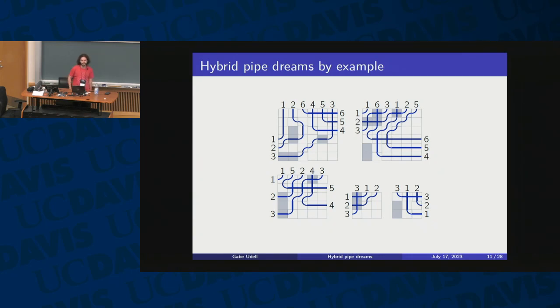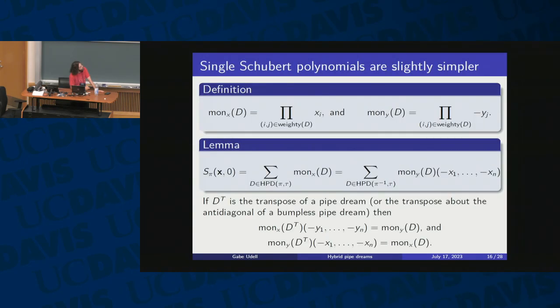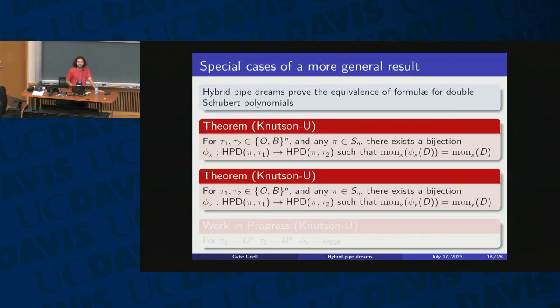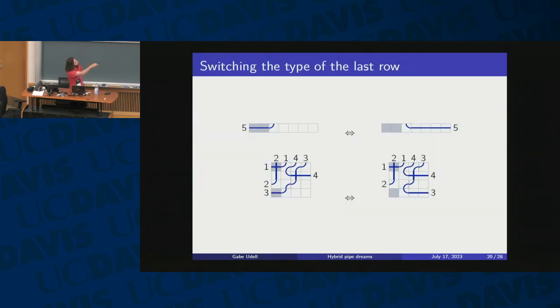Yeah? So when you are switching either the last row or two adjacent rows, at any point is there the danger of creating two pipes crossing more than once? No. But part of me wishes there was, because I don't know how to extend things into K-theory at the moment. But no. Yeah, so the last row always looks like this, where there's only one pipe appearing in the last row, and it just swoops to the left or swoops to the right. And so there's no other pipe that's going to come and cross it.